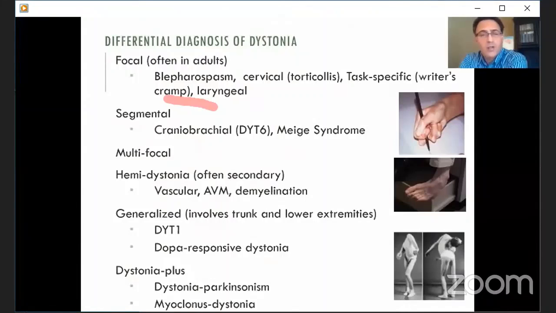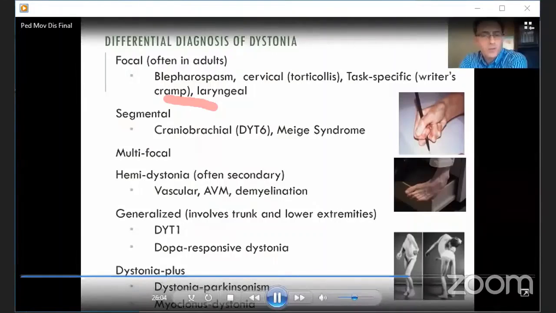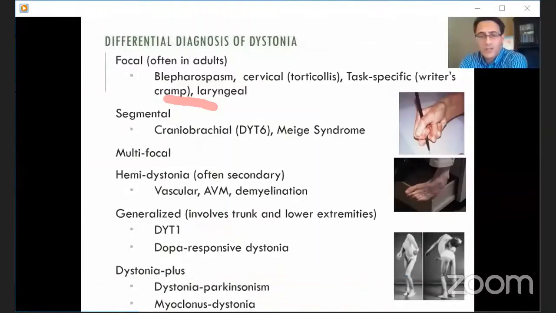It could be multifocal, or in one side of the body, called hemidystonia. In hemidystonia, we often again should think about secondary causes or lesions, such as a stroke, AVM, or demyelinating lesion as a possible cause. I often image them. And it could be generalized, which by definition means a dystonia that involves trunk and lower extremity, and these often start during childhood. One of the more common ones is DYT1 dystonia associated with torsin mutations. This also includes the category of dopa-responsive dystonia. And dystonia can also be seen as a primary disorder along with other movements. True examples are dystonia-parkinsonism and myoclonus dystonia.